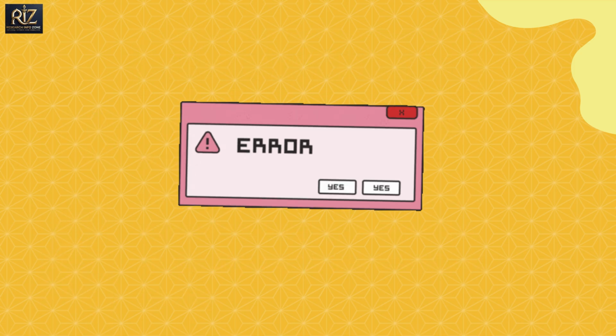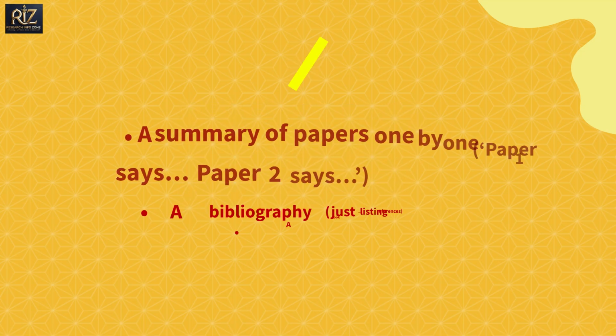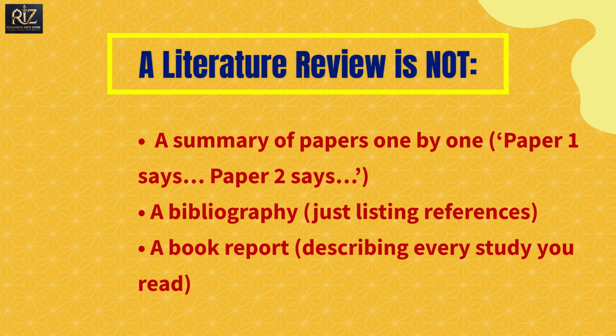The biggest mistake new scholars make is treating a literature review like a high school essay. Author A said this, then author B said that. That is a summary, and it's effectively useless for a PhD.